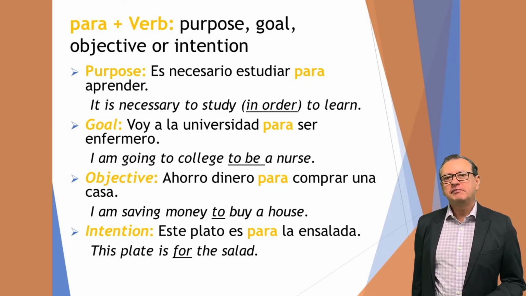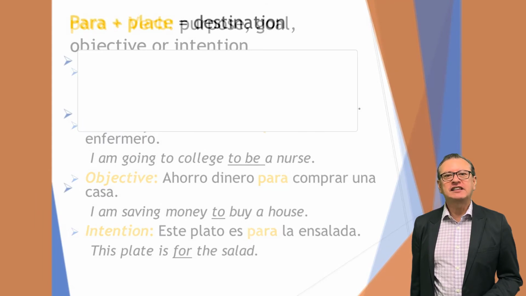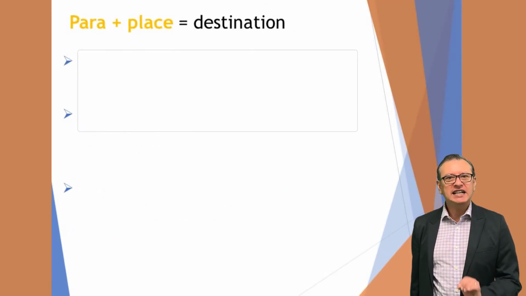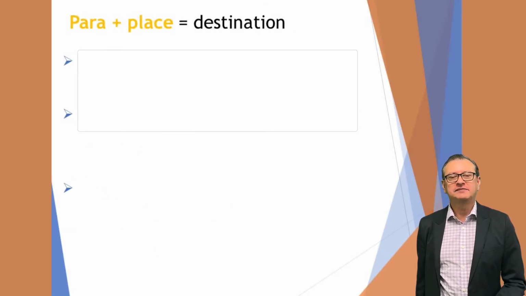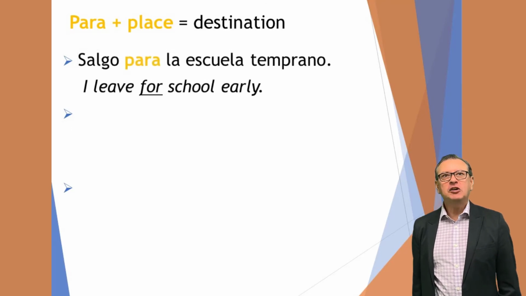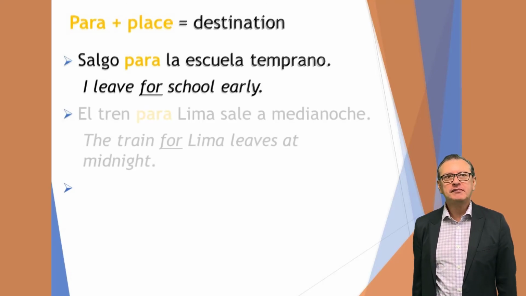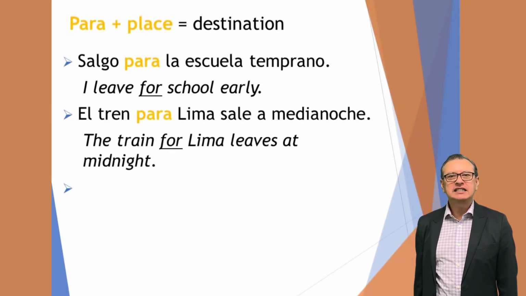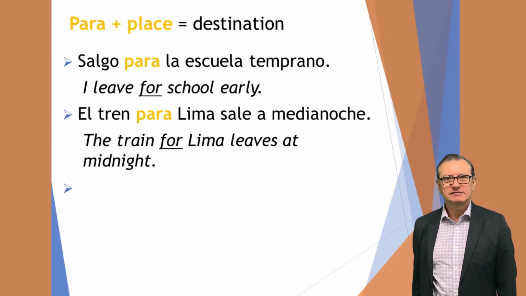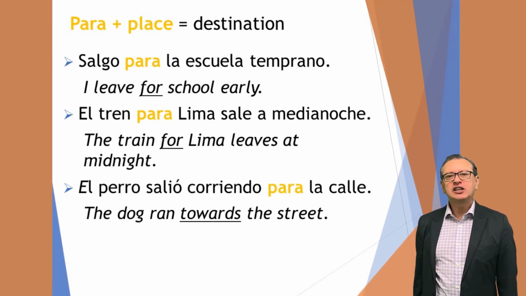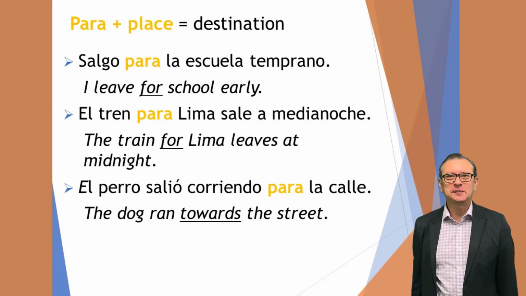Another use of para is with destination, but it has to be a specific destination. Example, salgo para la escuela temprano. La escuela is my destination. I'm going to school. El tren para Lima sale a medianoche. The destination is Lima. El perro salió corriendo para la calle. The street is the final destination of my dog. That's why he runs away.